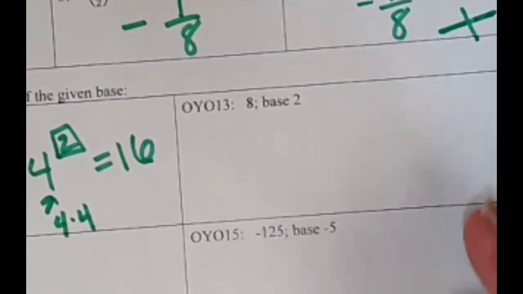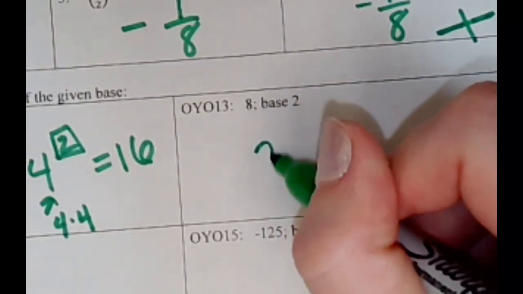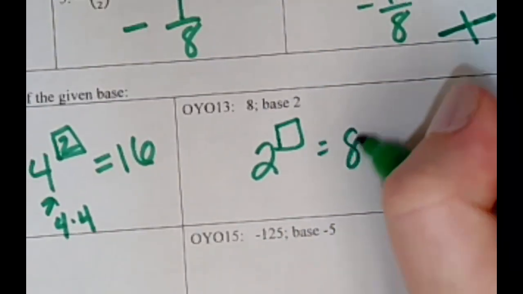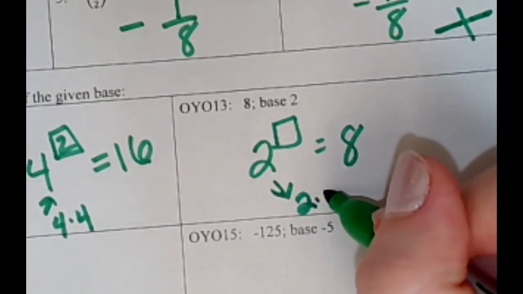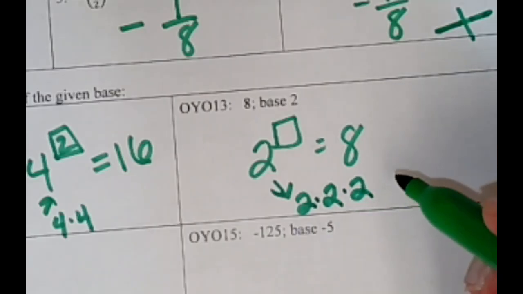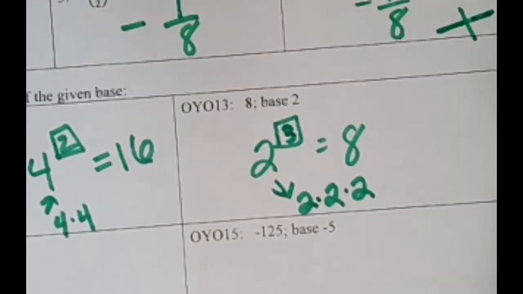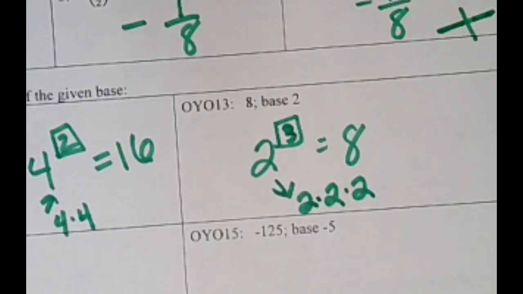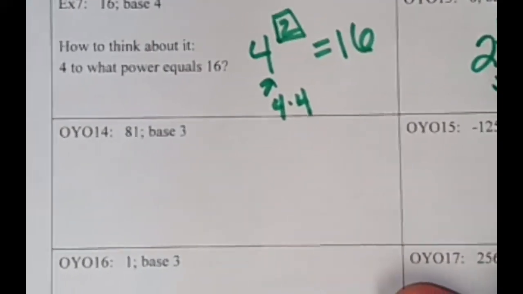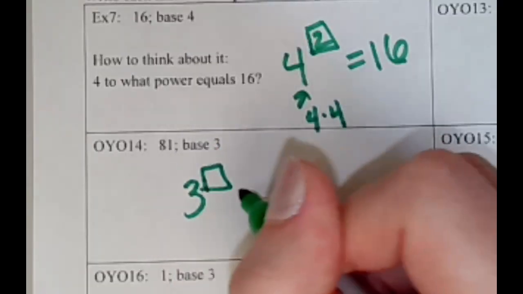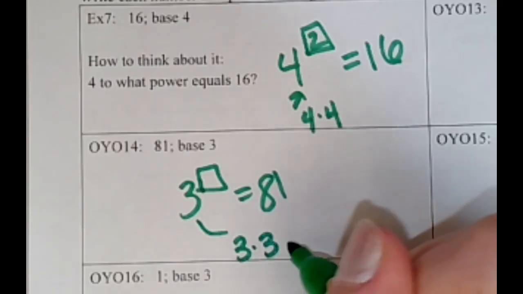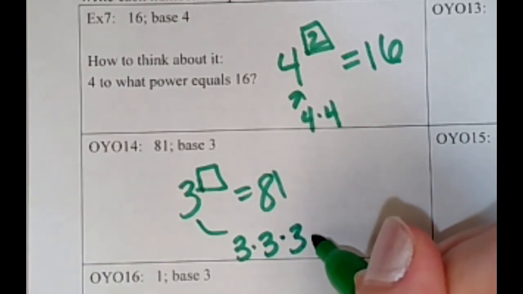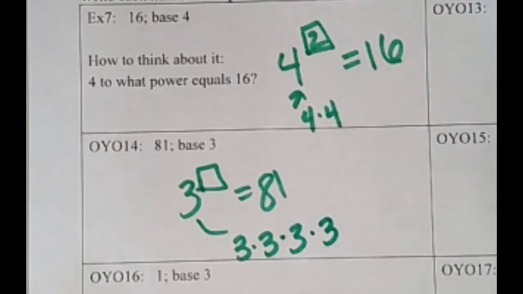I'll do some more with you because these are more difficult. This one is saying a base of 2 to what power will equal 8? So if I'm thinking about that, 2 to the first power is just 2, times 2 is 4, times 2 is 8. So that would be 2 to the third power. We'll do it again. 3 to what power gives you 81? So it's 3 times 3 is 9, times 3 is 27, times 3, 81. So it's 3 to the fourth power.